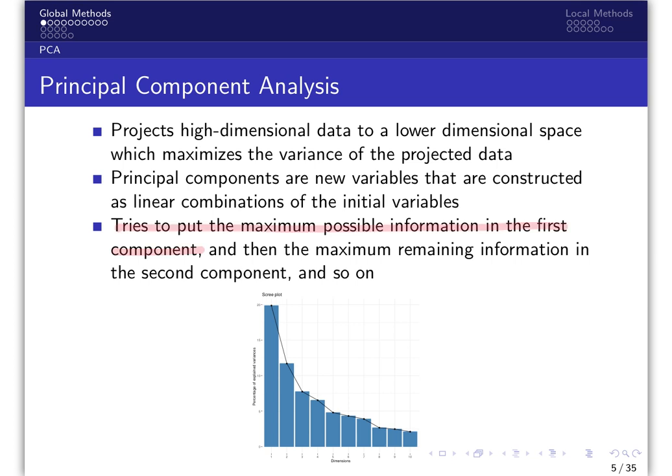So, although with p-dimensional data you will have p principal components, principal component analysis tries to put the maximum possible information into the first component, and then the maximum remaining information into the second component, and so on, as shown in this plot. Therefore, often the components with low information are discarded, and the remaining components are considered to be your new variables. Organizing the original data into principal components will allow you to reduce the dimensionality without losing much information.